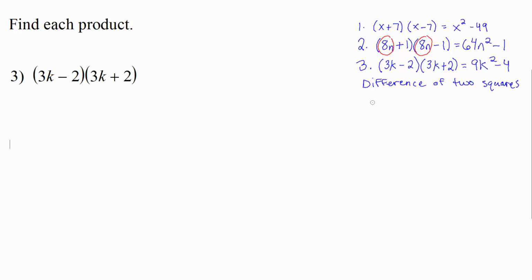Another way of thinking of it, if you like the FOIL method, is to say, well, if it's the difference of two squares, I just need to do the F and the L for FOIL, because the outer and inner terms should cancel. So instead of foiling, we're actually flaing, which is a little bit simpler.